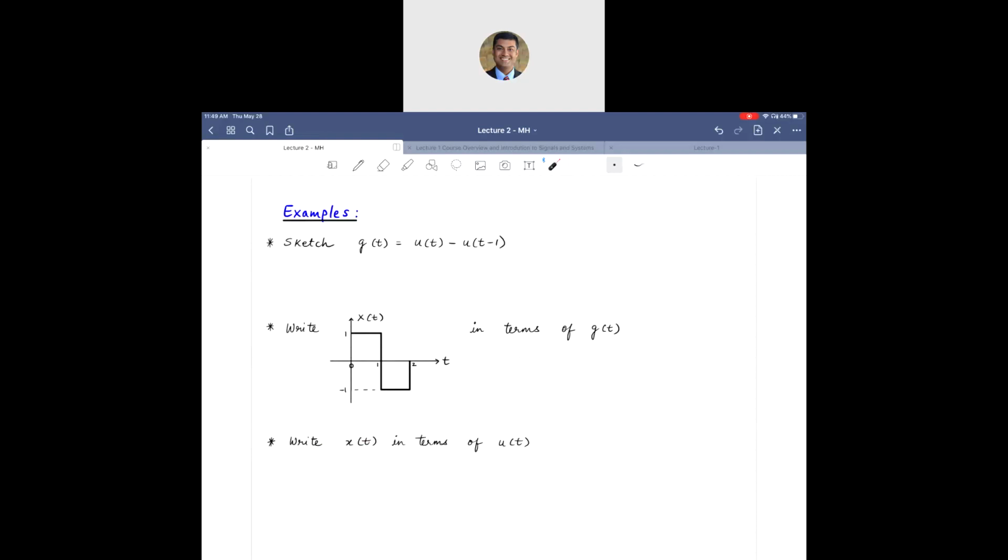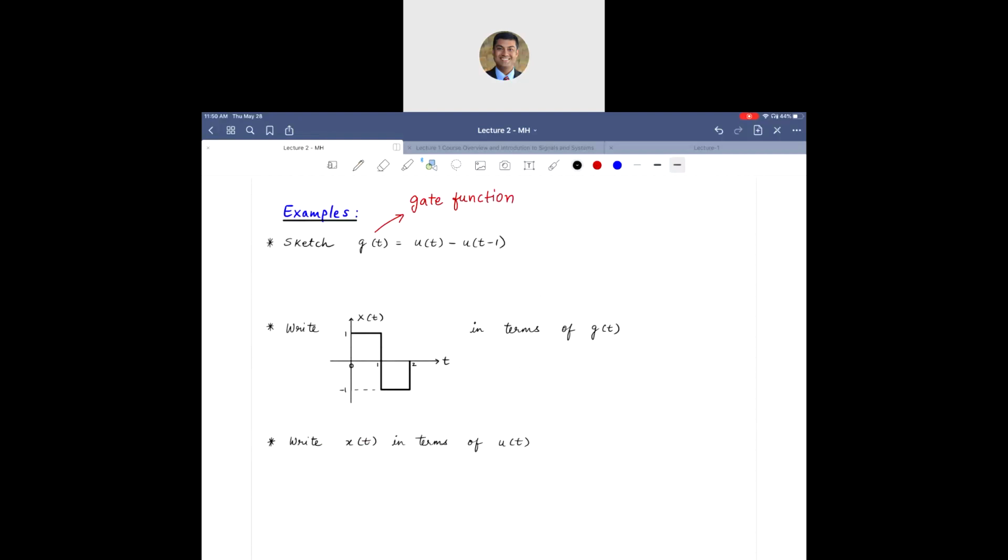Next, let us go through this exercise. There are 3 exercises over here. Let us work through them. Sketch g of t. G of t is the gate function. Another common signal, gate function. And g of t is written up as u of t minus u of t minus 1.